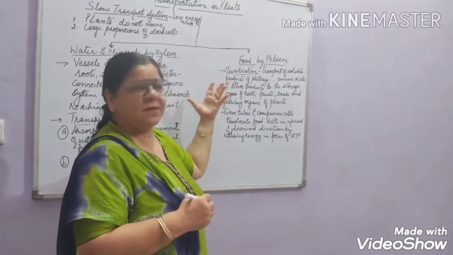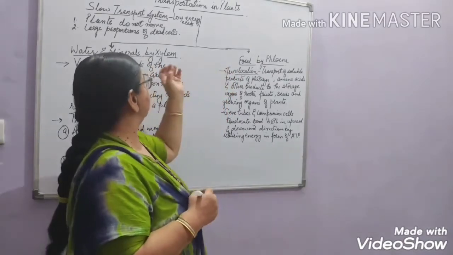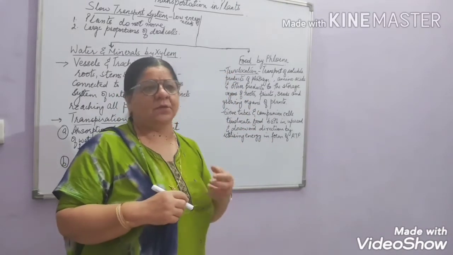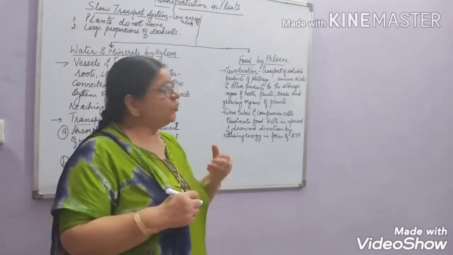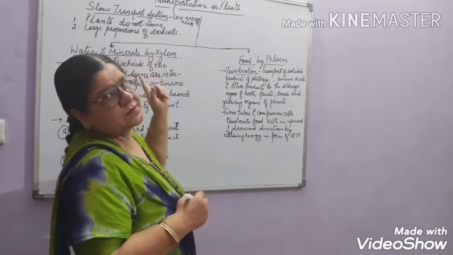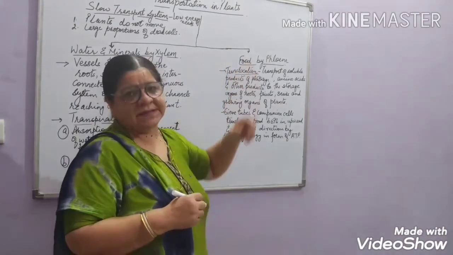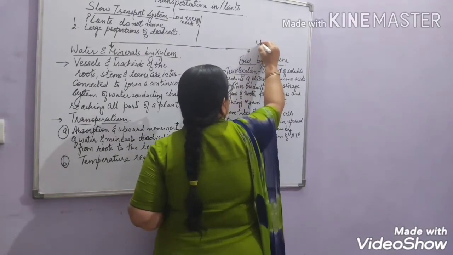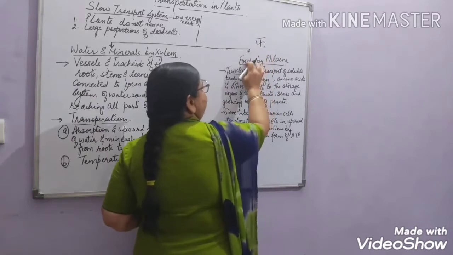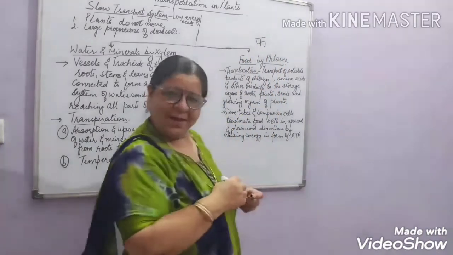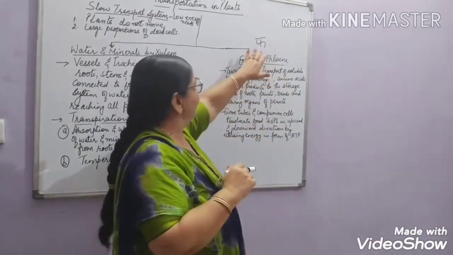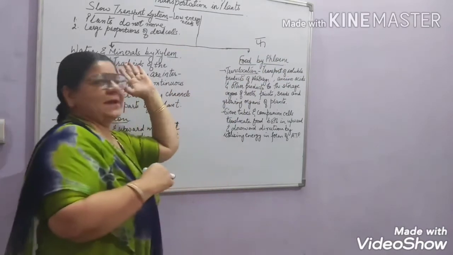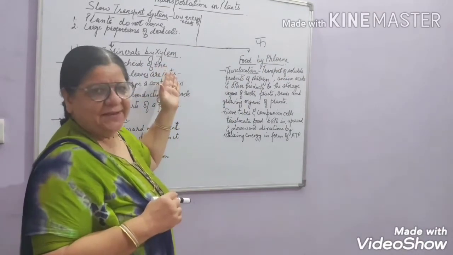So children, please remember this. Do not get confused about what is carried by xylem and what is carried by phloem. This usually comes in short answer questions and in MCQs also. So you must remember that xylem carries water and minerals. Food is carried by phloem. You can very easily remember it: the Hindi letter fa, fa se food and fa se phloem. So remember like this, and you will not forget it. Fa se food, fa se phloem, and water and minerals are carried by xylem.